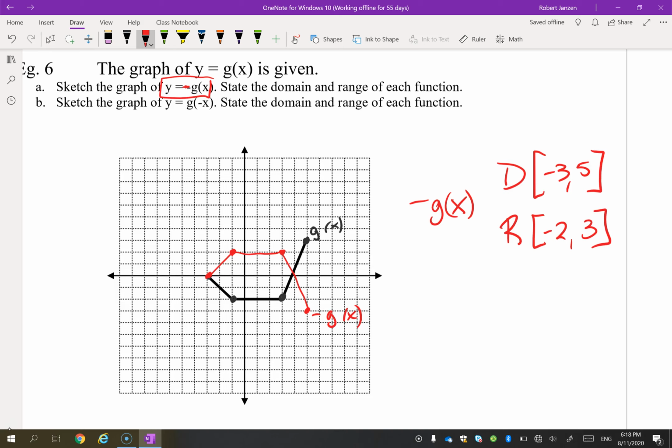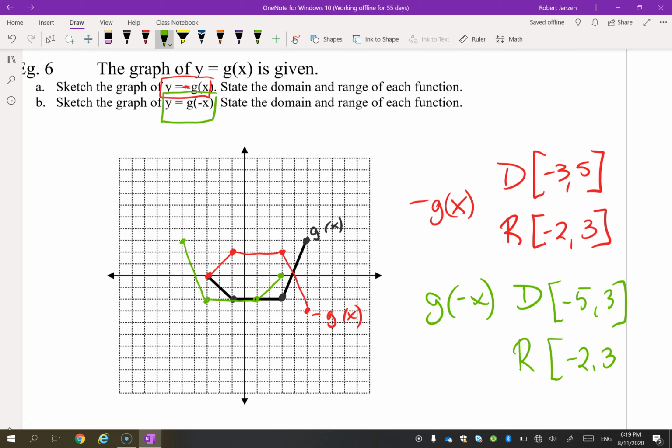Okay, let's try this one now. This time it affects the x values. If it affects the x, it's going to flip over the y. So this one would come here, this one would come here, this one would move over there, and this one would move over here. So we get this graph. That's g of negative x. And what's the domain? The domain is -5 to 3, and the range is -2 to 3.